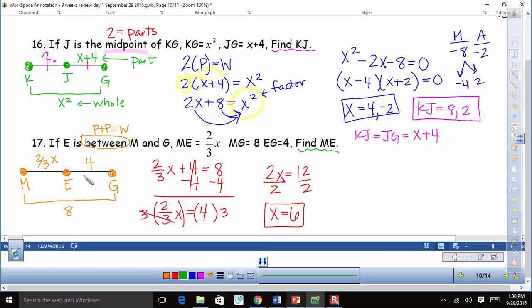ME and EG are not supposed to be equal necessarily because it's not a midpoint or bisector. But someone did point out in the other class, we don't have to plug 6 back in because we know the whole is 8. We know this part is 4, so what is left for this part to be? 4. So ME is actually equal in this instance, but it won't always be if it's just a between problem.